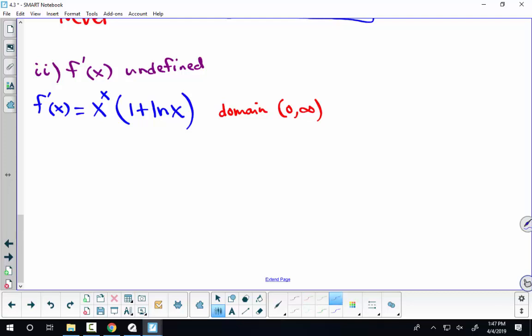So how do I want to say this? We'll just say that the first derivative is defined on the domain of the original function, so there are no exclusions that we have to make here. So we only walk away with the one critical point at 1 over e.